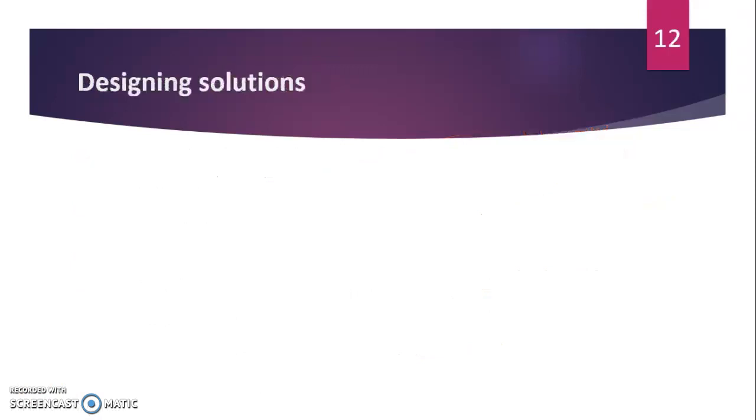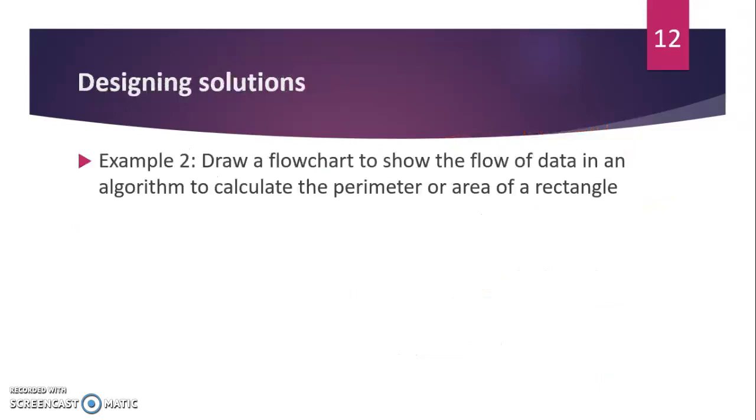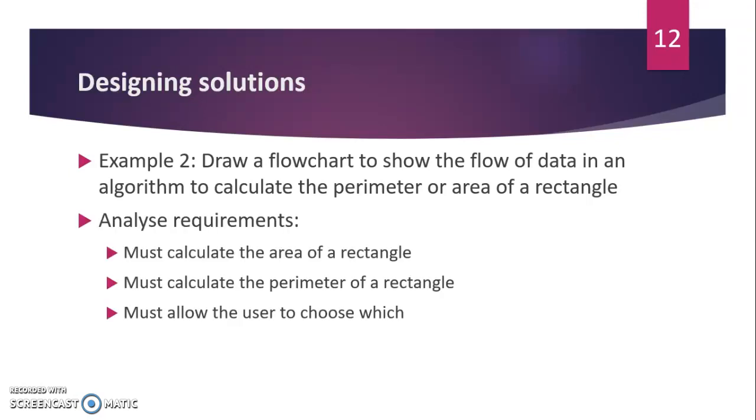Anyway, moving on. So when we look at designing solutions, we could draw a flowchart of the data in an algorithm to calculate the perimeter or the area of a rectangle. So we analyse our requirements. We need to calculate the area and the perimeter of a rectangle, but we must allow the user to choose which one they want. Note, or. That's a key word there. Always look for the key words such as and, or.